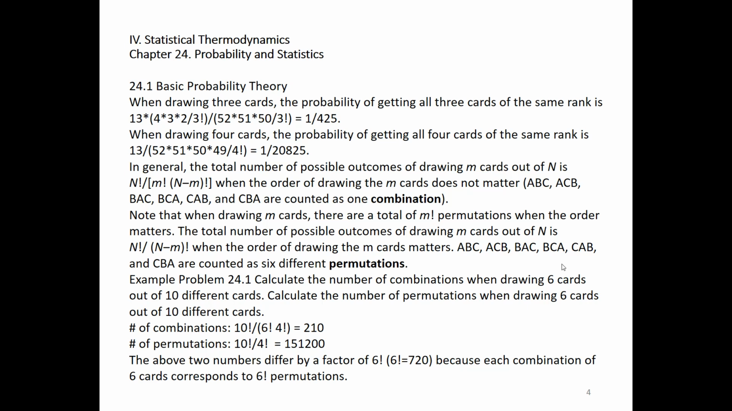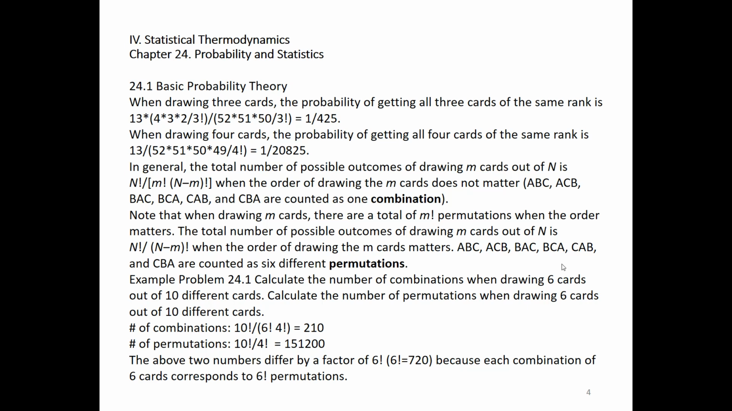When you have 4 objects, A, B, C, D, you can have A, B, C, D, you can have A, B, D, C, A, C, B, D, A, C, D, B, and so on. I think I lost track. But in total, you will have 4 times 3 times 2 times 1, a total of 24 different permutations.